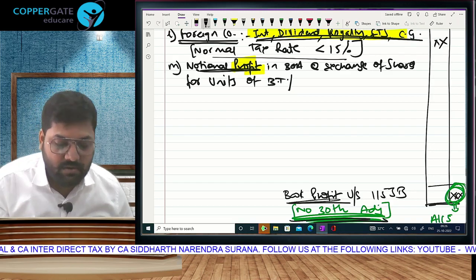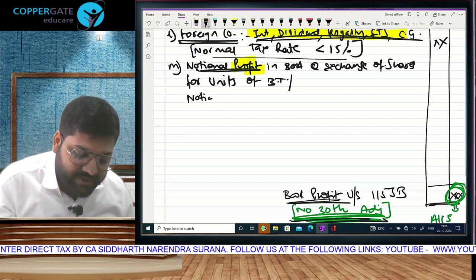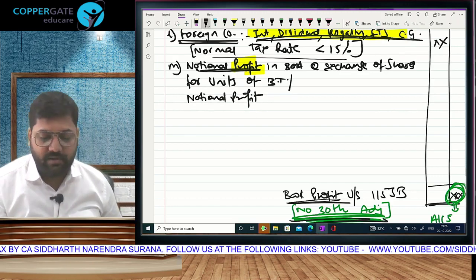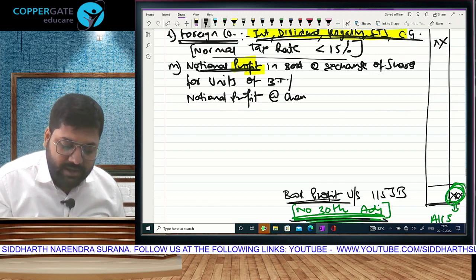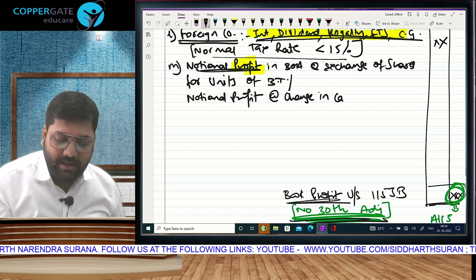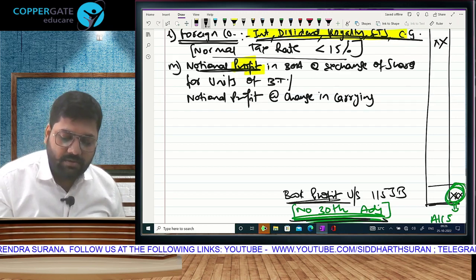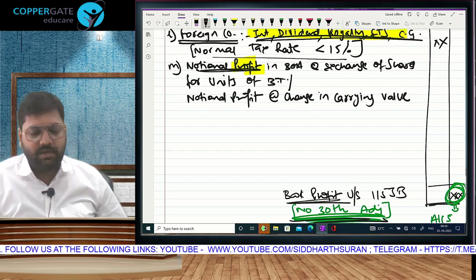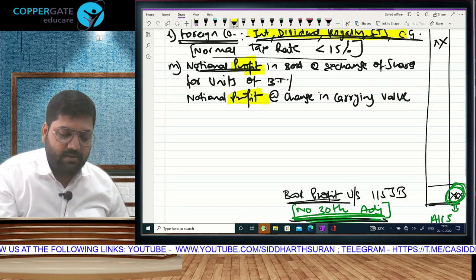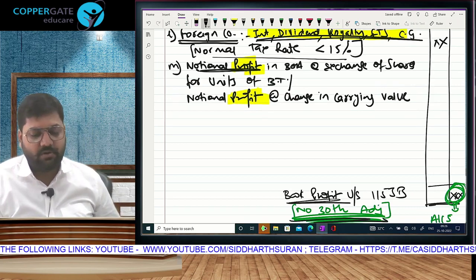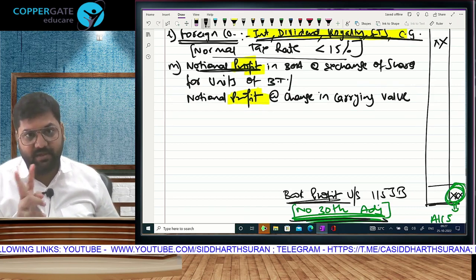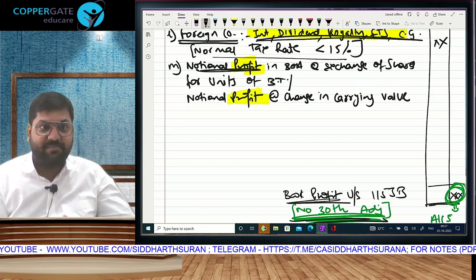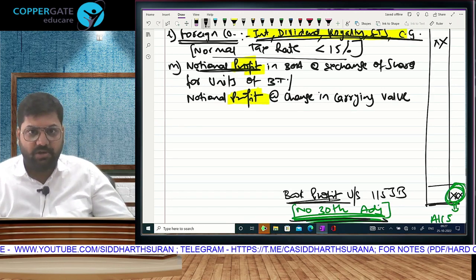Notional profit. On the less side, we are subtracting profit at the time of change in carrying value of the units. Notional profit is being subtracted at the time of change in carrying value of units. Dekho, the first line that we have written appeared very complicated, but once we did that example with numbers, it became easy. This will also become easy, don't worry.